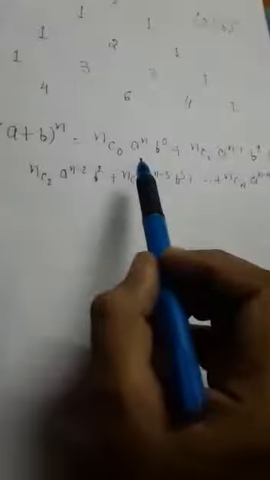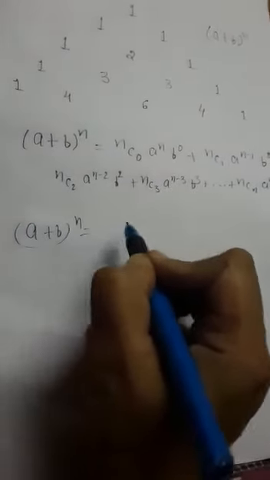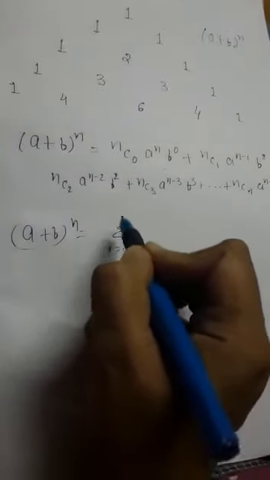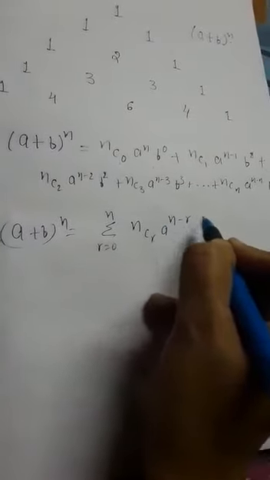What we need to notice from here is that when we are expanding a plus b whole power n, the total number of terms in the expansion is n plus 1. Moreover, in each term, the sum of the powers remains n. You can check it out from there. So we define a plus b whole raised to power n is equal to summation r equals 0 to n nCr a raised to power n minus r b raised to power r.